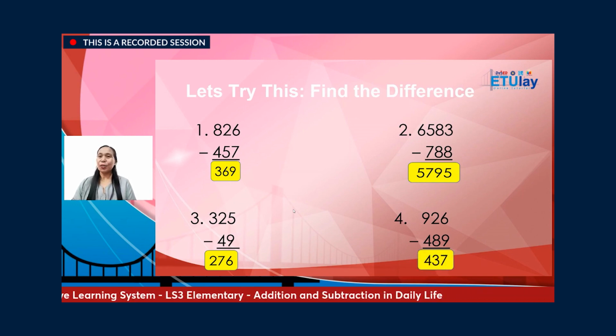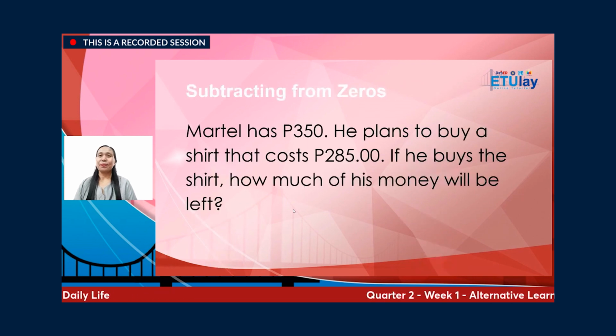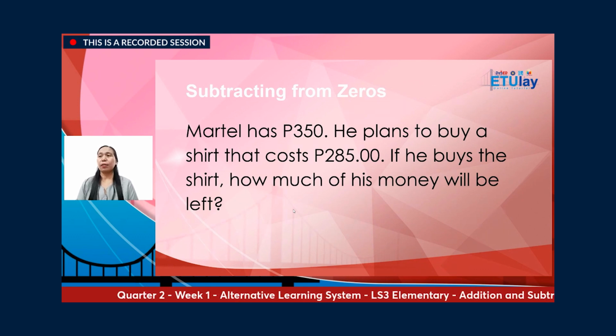Excellent. You get it correct. 437. Congratulations, learner. Now we have subtracting from zeros.